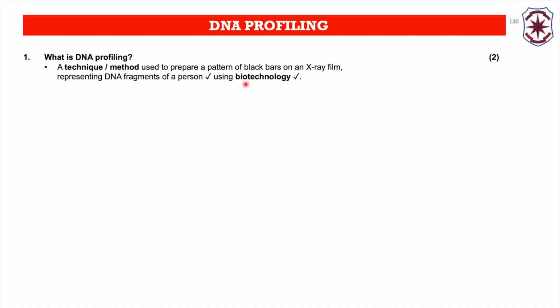Now, biotechnology is a science where fragments of an organism are used in order to make a product. Okay, so when we look at the definition of DNA profiling, what the scientists are doing is that they are using our DNA fragments, okay, to prepare a pattern of black bars on an X-ray film, and those patterns of black bars are used to represent DNA fragments of a person.